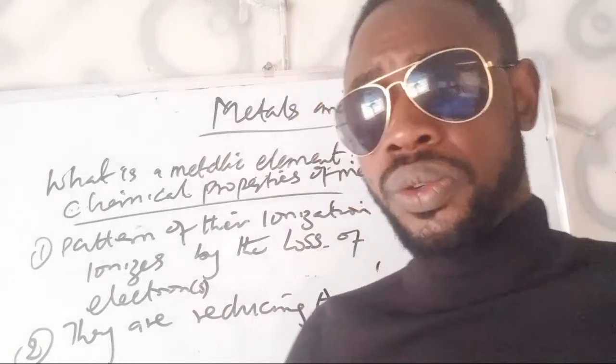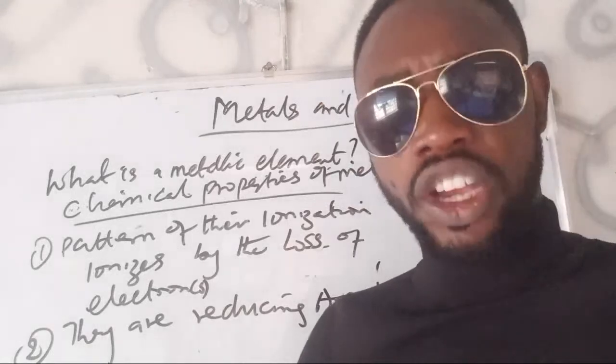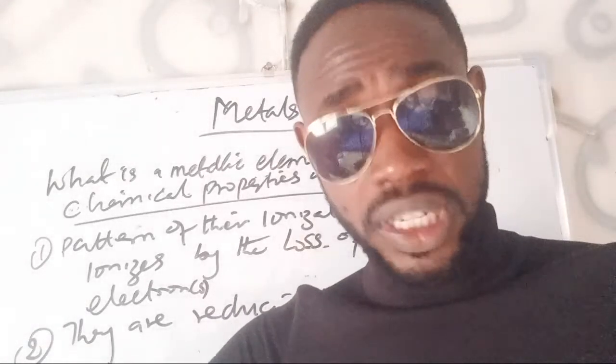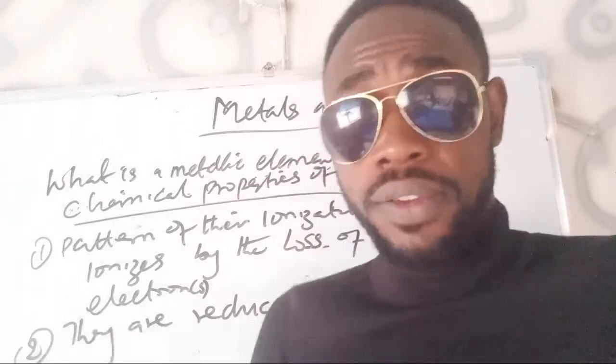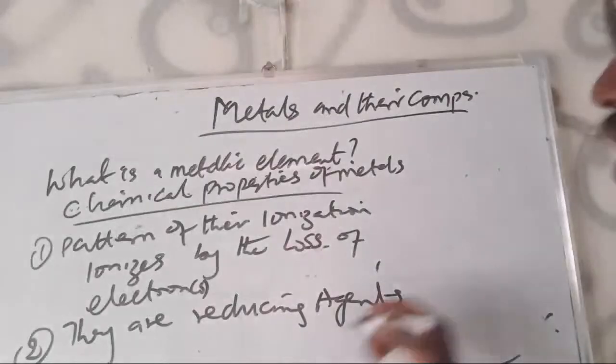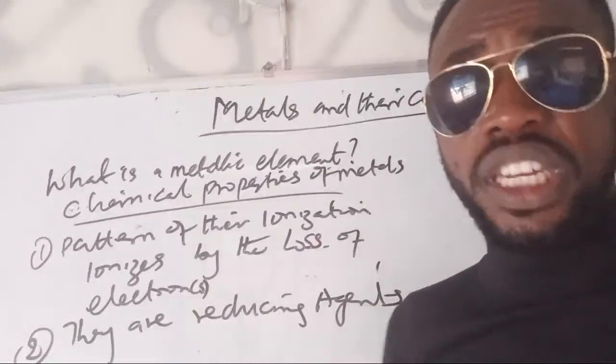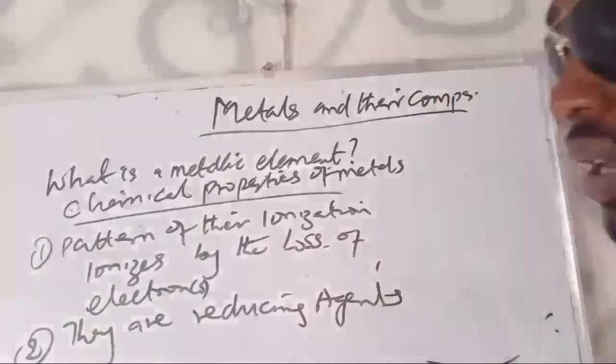That means as metals ionize, they cause reduction of something else, probably non-metals, that will gain the electron. They themselves will be oxidized. So naturally, metals are reducing agents, and I've explained that. Why? Due to the nature of their ionization.